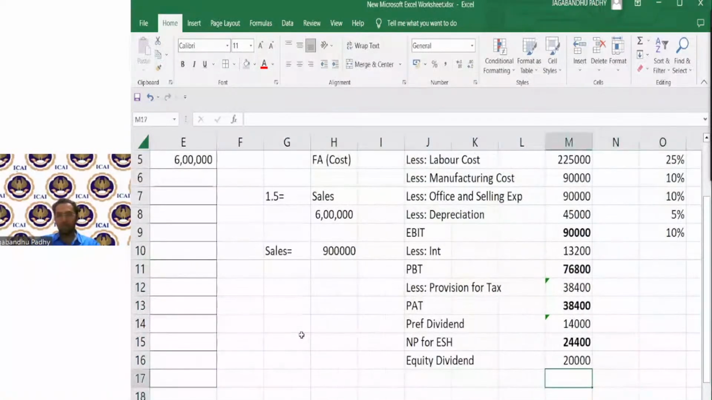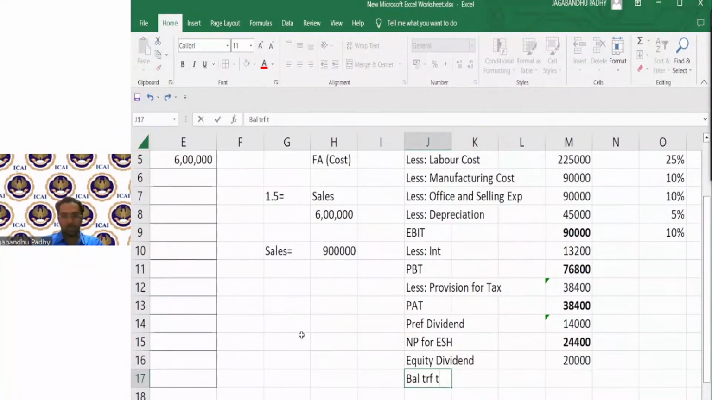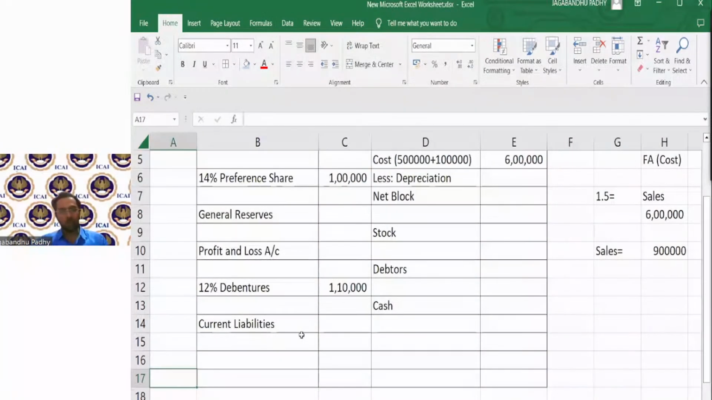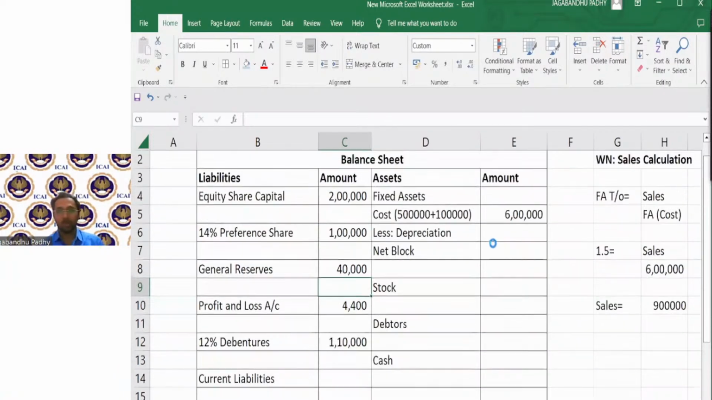Finally, we have an equity dividend of 20,000 and then the balance transferred to reserve, which is 4,400. So here we get the P&L account balance as 4,400. General reserve, there's no additional transfer, so that continues to remain the same as in the question, 40,000, correct?